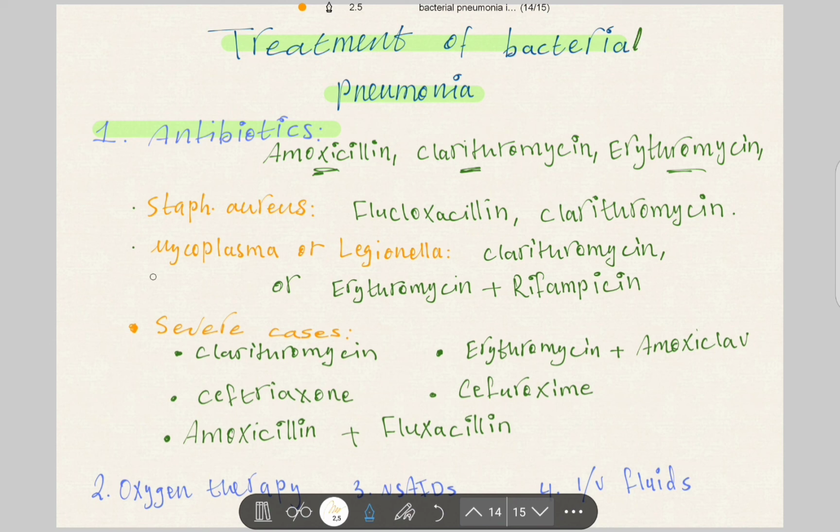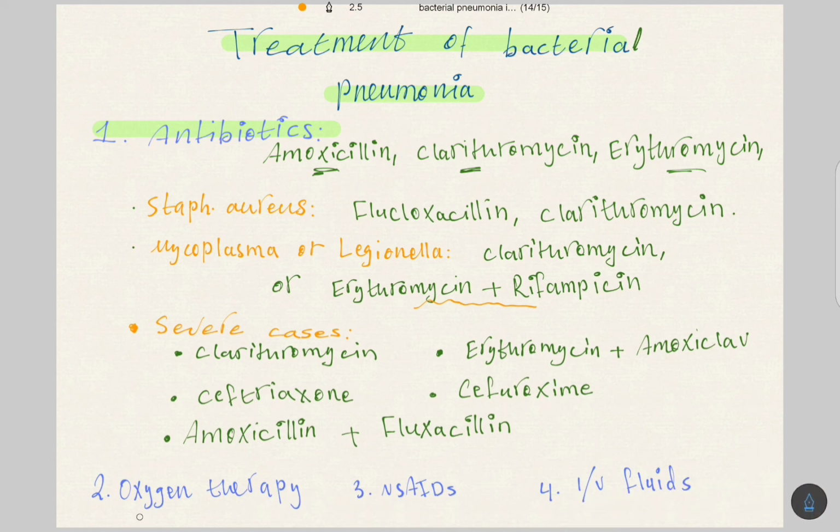clarithromycin. And for Mycoplasma or Legionella, we use clarithromycin or erythromycin plus rifampicin, but as I said, it is preferred to use the combined therapy for pneumonia. In severe cases of pneumonia, clarithromycin or erythromycin plus amoxiclav, ceftriaxone and cefuroxime, amoxicillin plus flucloxacillin.